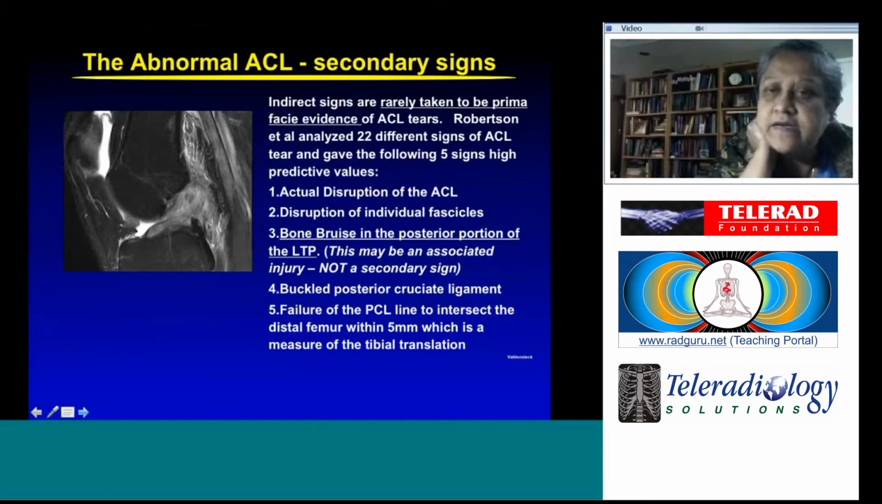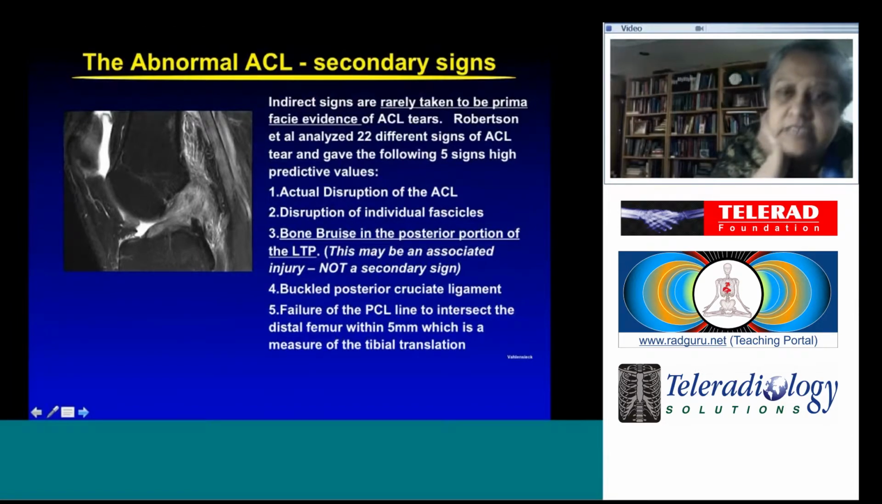Robertson et al. evaluated 22 different signs of ACL tear and gave the following 5 signs high predictive values. Actual disruption of the ACL, which we talked about. If you see a disruption, there is a fracture or a disruption or a tear of the ACL. Disruption of individual fascicles. A bone bruise in the posterior portion of the lateral tibial plateau.